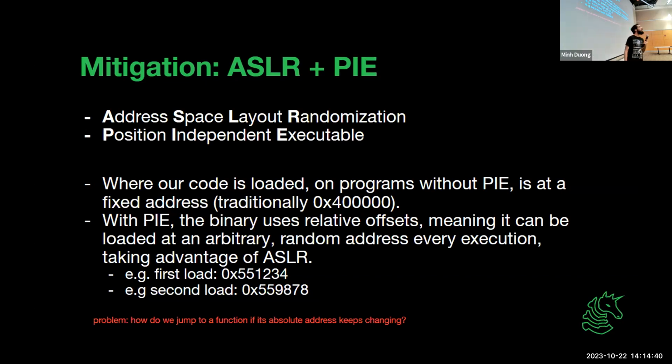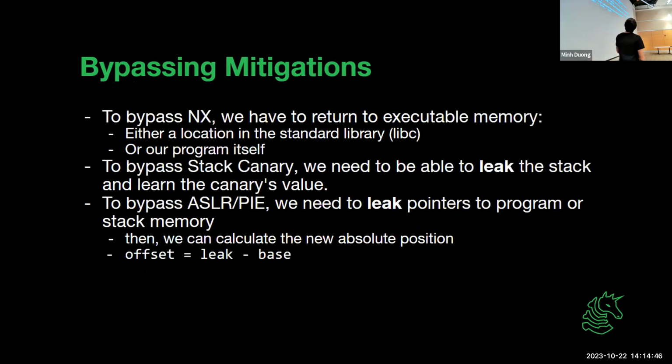So the question is, how do we jump to an address when every time we run the program it's random and it keeps changing? So there's some initial bypasses that we can think of. With NX, we can't write our own executable code, so let's just jump to code that exists. We can either jump somewhere in our program itself if there's something interesting we want to go to, or every program usually includes the standard library, and there's a lot of cool code, such as a function called syscall, which allows you to set up all of your parameters and then just do a syscall, and you don't even have to write shellcode for it.